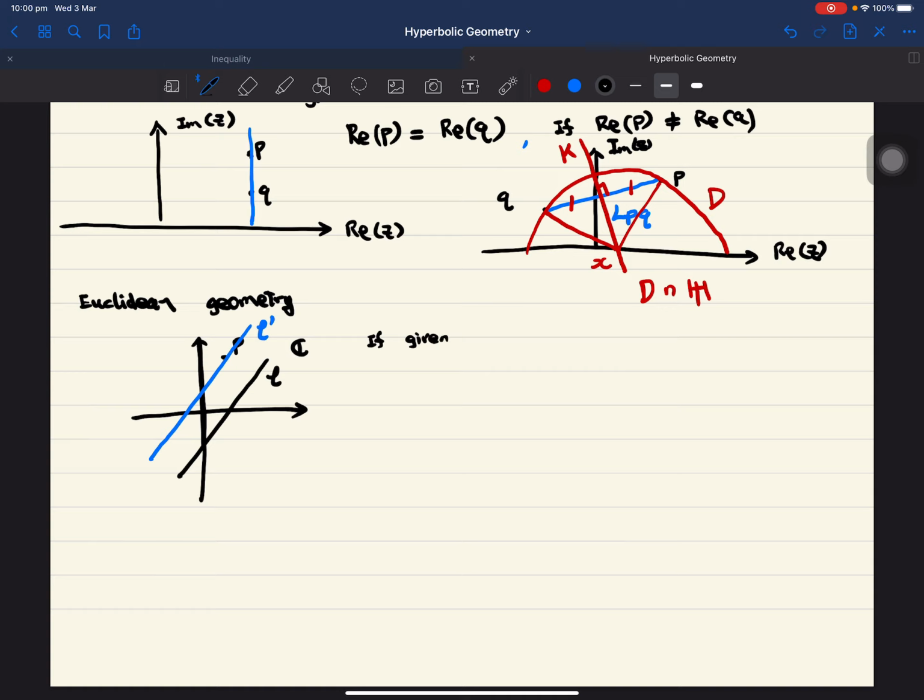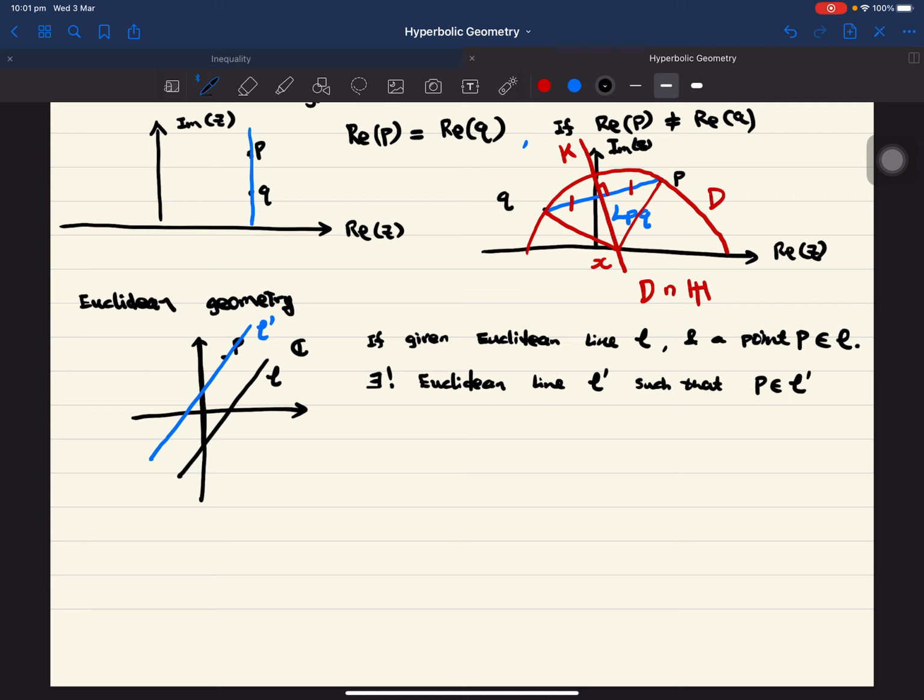So given a Euclidean line L and a point P that is not on L, there exists a unique Euclidean line L dash such that P is on L dash and L dash is parallel to L.